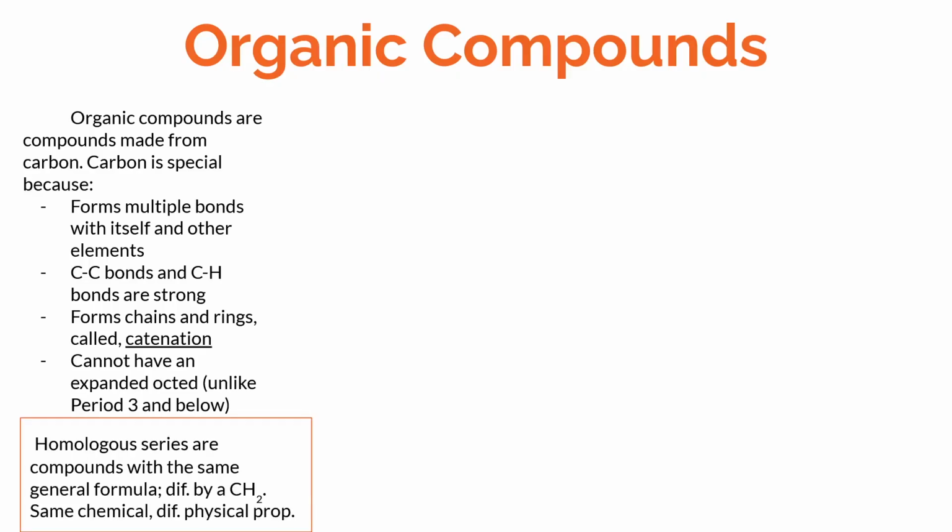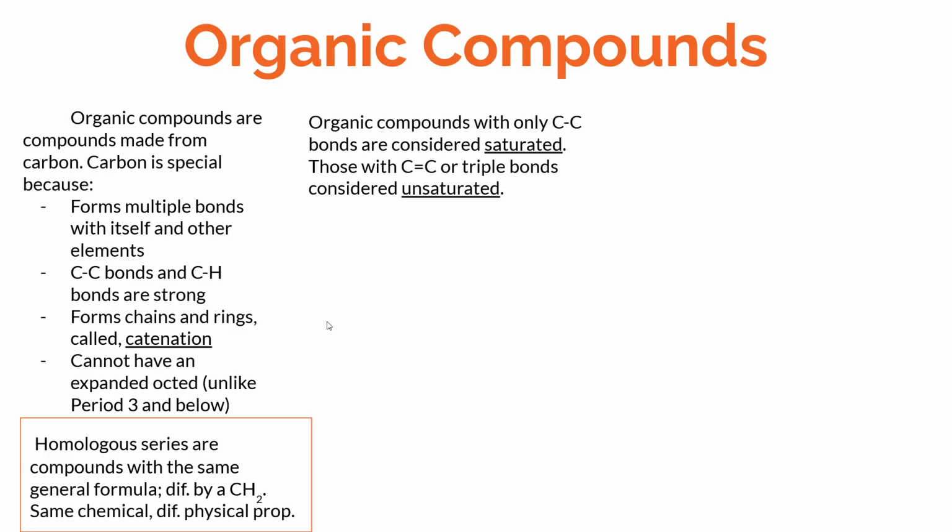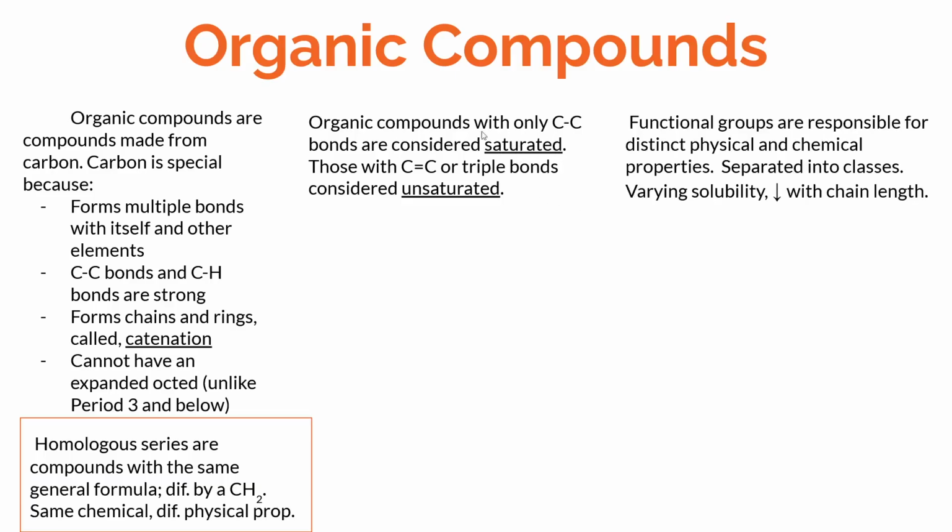Now, homologous series are compounds with the same general formula, but they differ by a CH2. They have the same chemical properties, but different physical properties because of an increase or decrease in molar mass and the length of the chain. Organic compounds with only carbon-carbon single bonds are considered saturated, and those with carbon double bonds or triple bonds are considered unsaturated. And this just means all the areas where bonds can go are filled, so it can't bond to anything else.